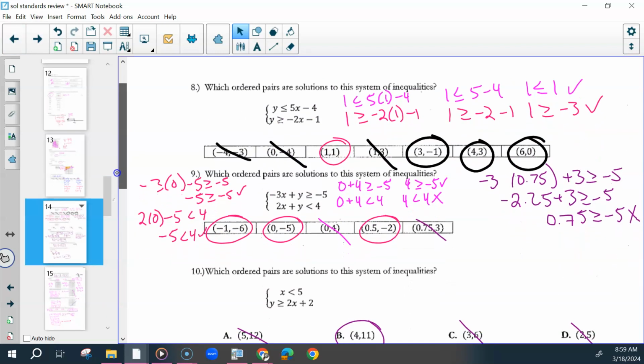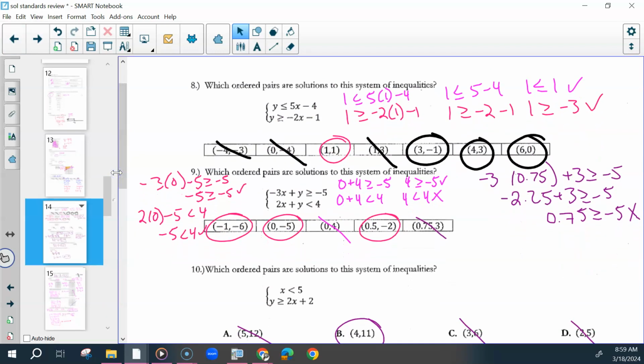Number 8, 9, and 10 were basically the same thing. Which ordered pairs were solutions? If you put this into Desmos, you would be able to see which one falls in the overlapping. So for 8, it was 1, 1, 3, -1, 4, 3, and 6, 0. Don't feel like you have to write all the other things. That was just some checking stuff. 9 was -1, -6, 0, -5, and 0.5, -2. And number 10 was B.